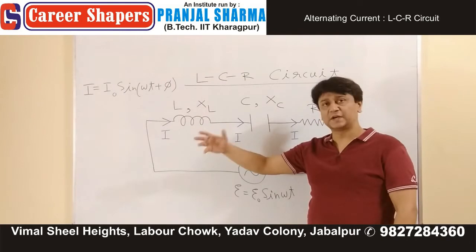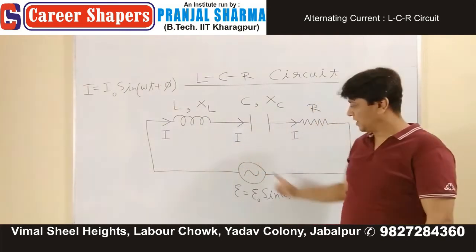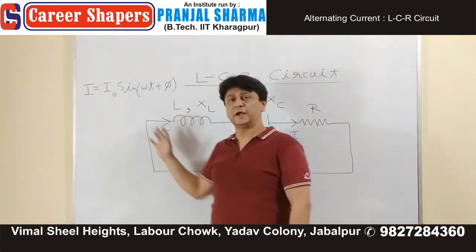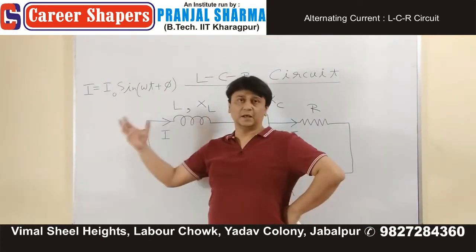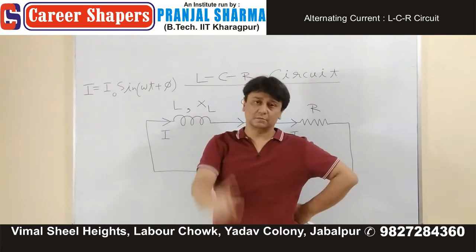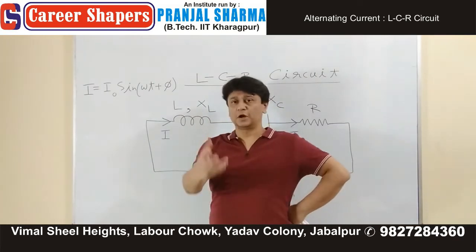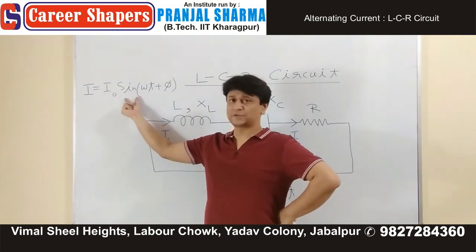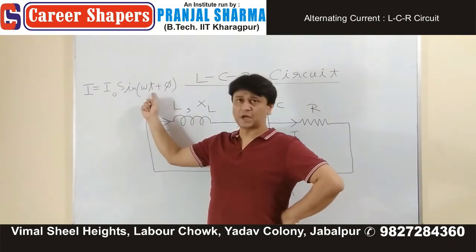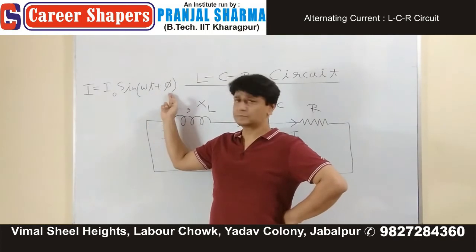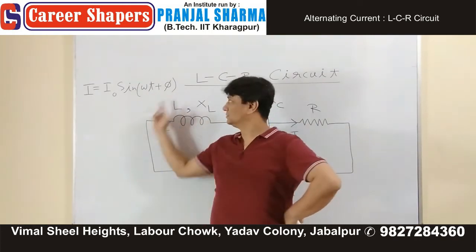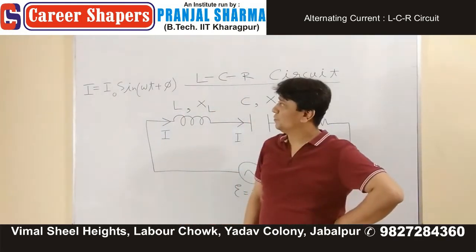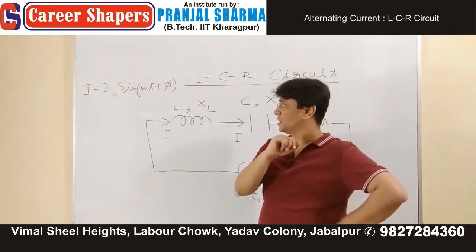We are interested in finding I. We have the source EMF. So we know that whatever current is flowing, it has the alternating form. And what is the alternating form? Some peak value, a function of sine, which changes with time and has an additional phase part.